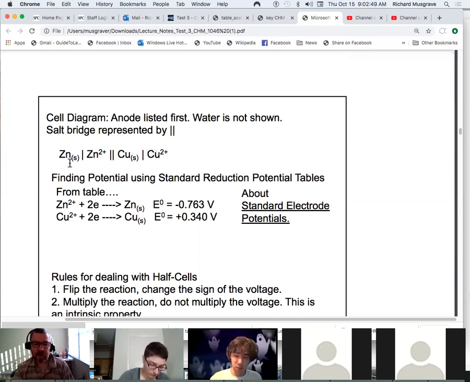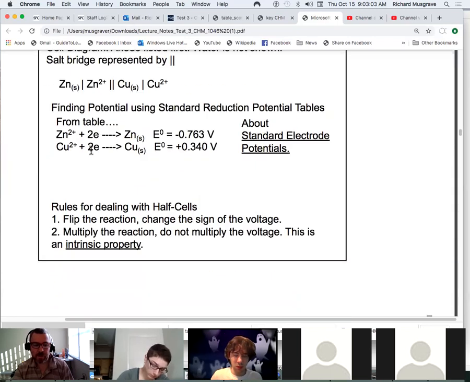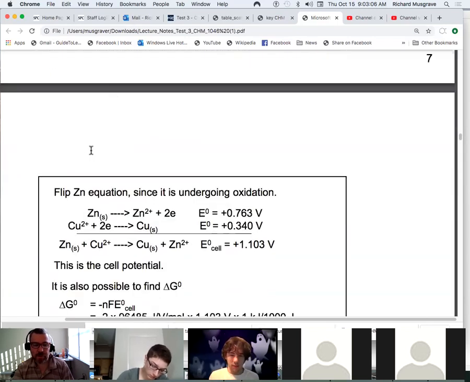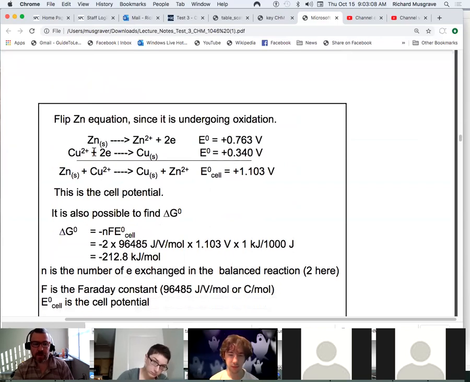So in a cell diagram, you can come up with a very simple rule. The first thing before the salt bridge, you're always going to flip that equation. Every single time you're going to flip it based on what you see on the standard reduction potential table. So that's what I did. I flipped the zinc equation. It becomes zinc goes to zinc 2+ plus 2 electrons. And you can see the E0 now changes to positive 0.763 volts. All right, does anybody have any questions so far?